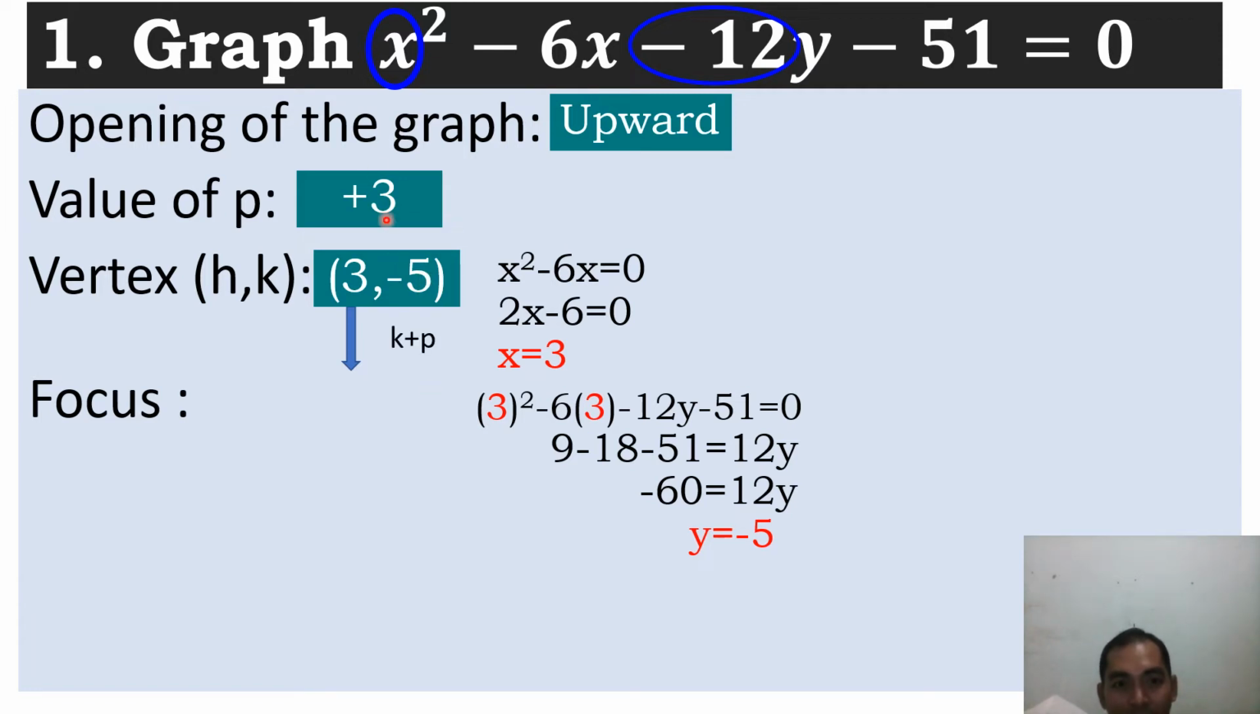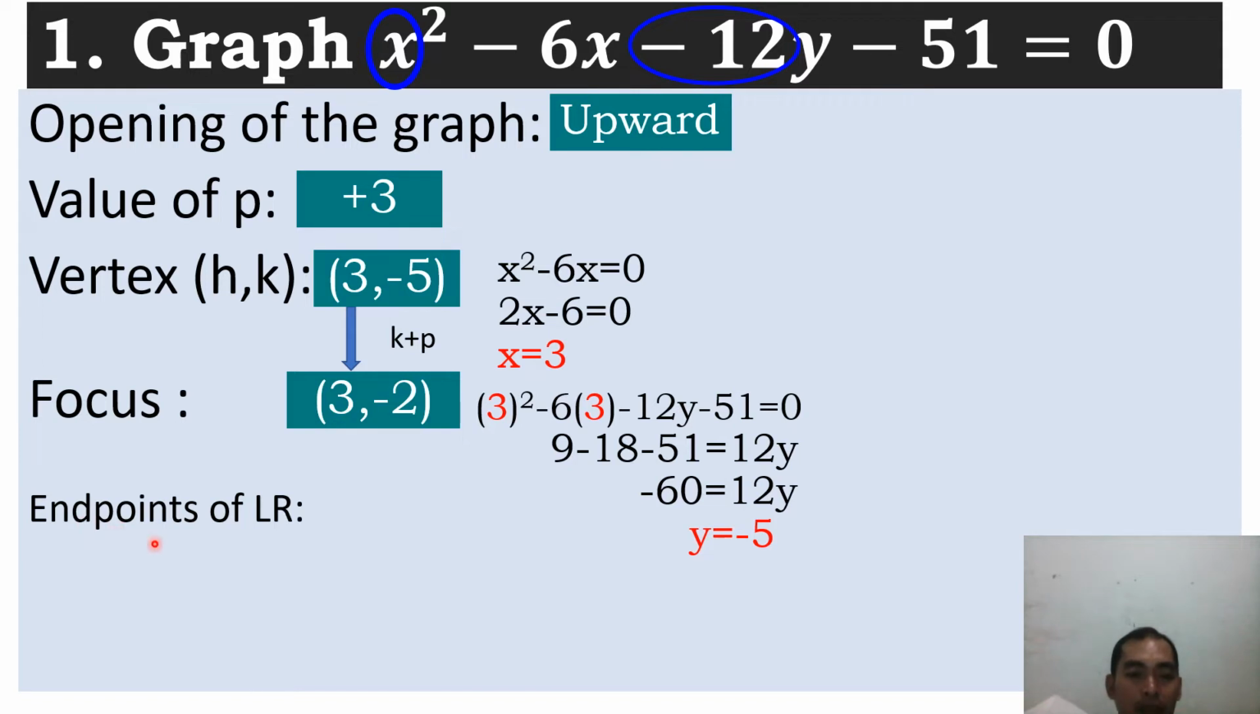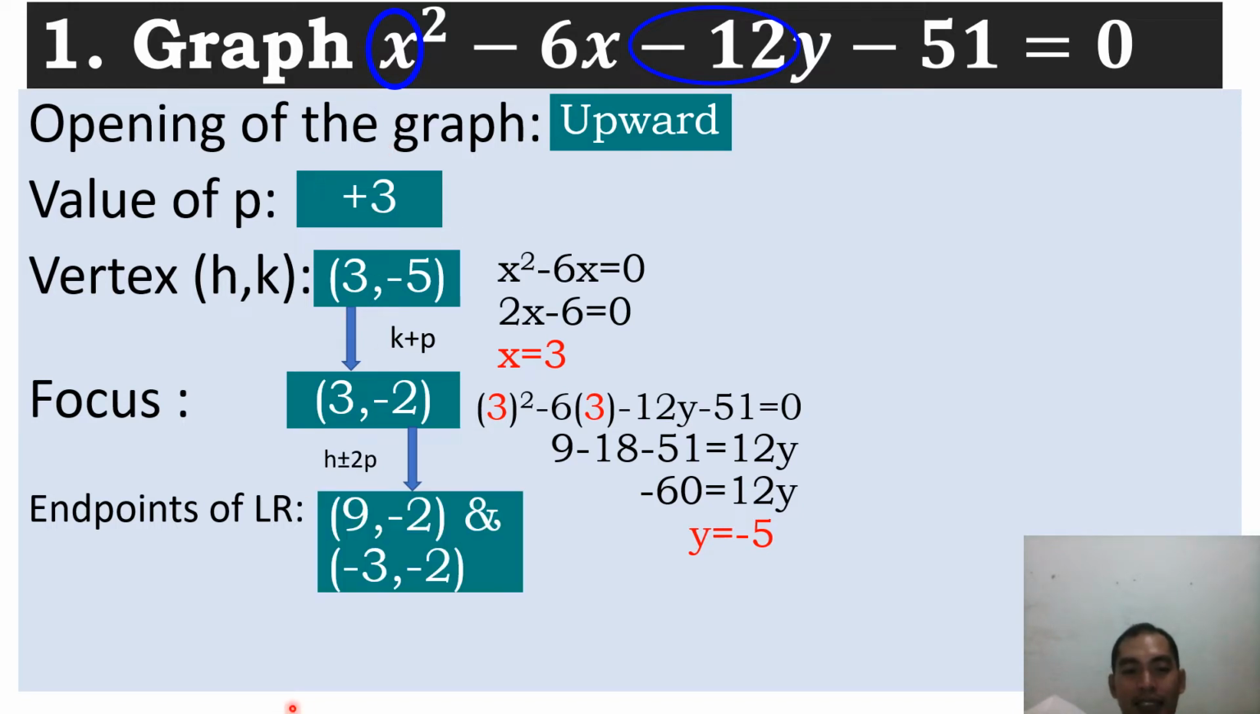So, we have negative 5 plus 3, unlike sign, so that's negative 2, at yung x ay 3. For the endpoints of the latus rectum, it's the opposite. Kung kinopya sa x for the focus, dito naman ay sa y. And how about yung endpoints of latus rectum is the x value of the vertex plus or minus twice of p. So 3 plus 6 is 9. 3 minus 6 is negative 3.